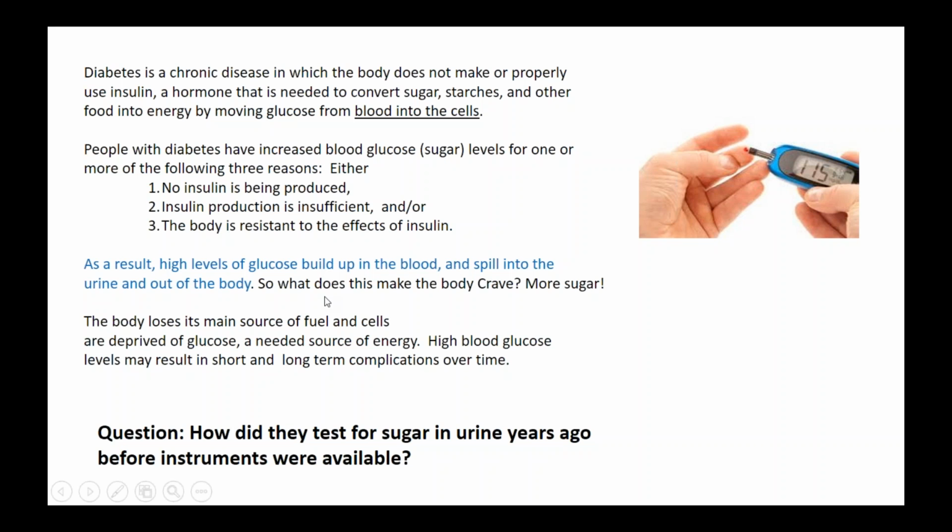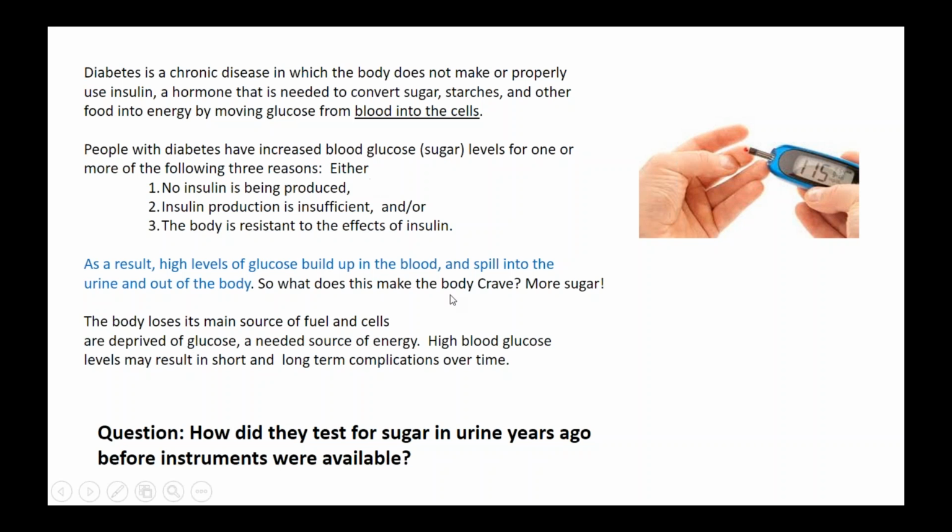It will actually trigger another hormone to say, hey, wait a minute, I feel shakes coming on, I want more sugar. That will make us crave more sugar. It's a negative feedback, okay? The body loses its main source of fuel, and cells are deprived of glucose, which is a needed source of energy, because if we can't process all the sugar out of the blood, we sweat it out and we pee it out.